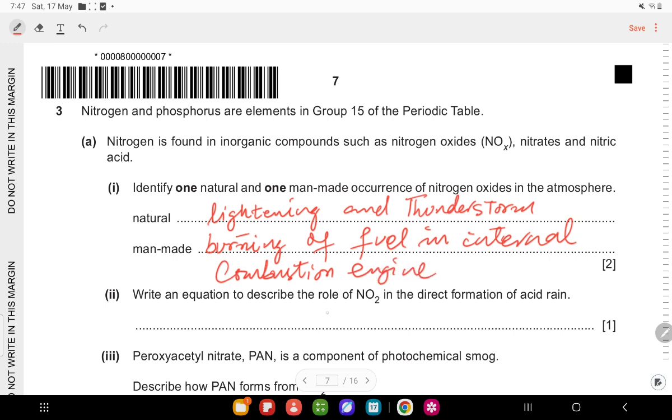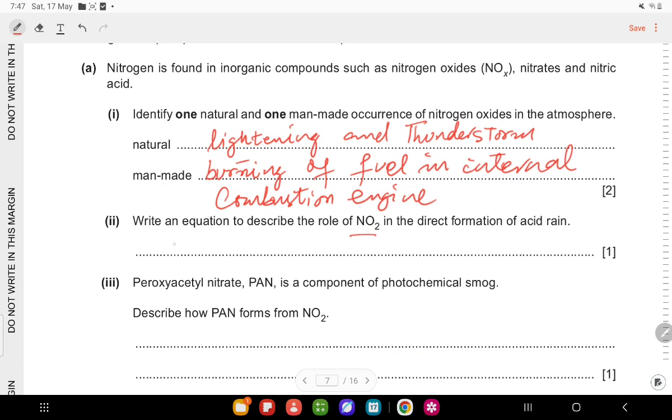Write an equation to describe the role of NO2 in the direct formation of acid rain. Nitrogen dioxide plus water plus oxygen to form nitric acid.